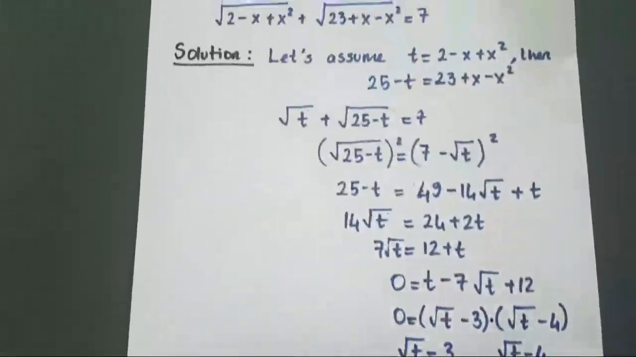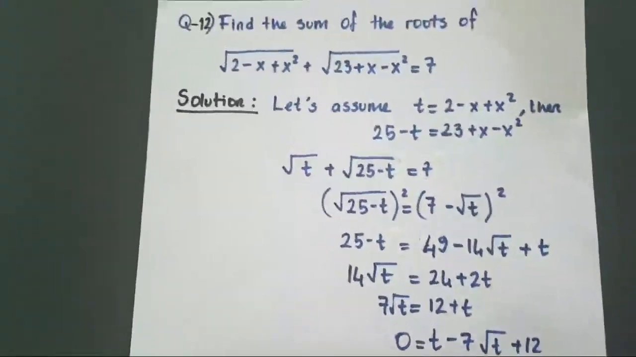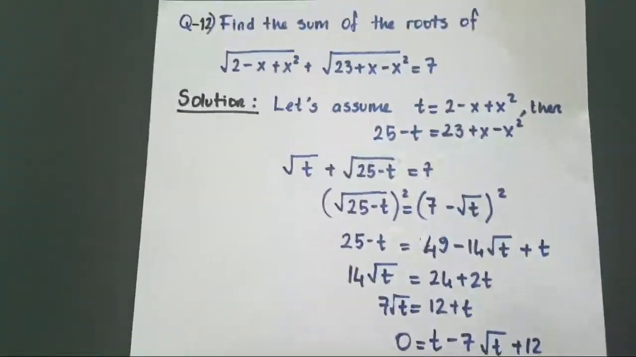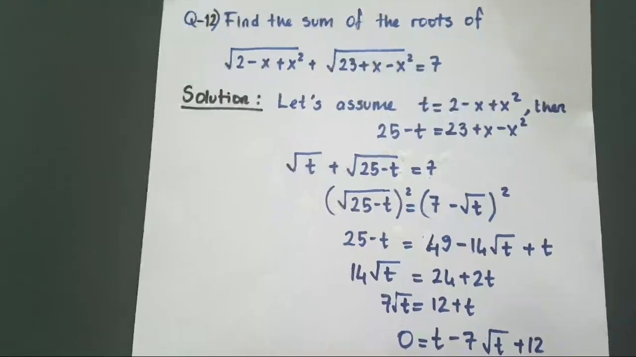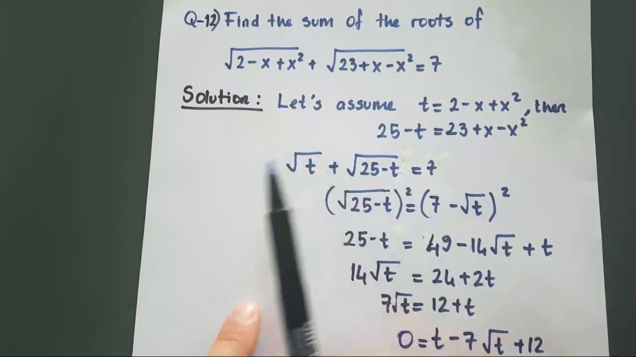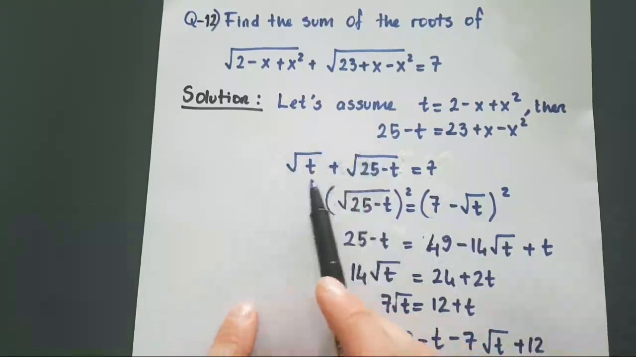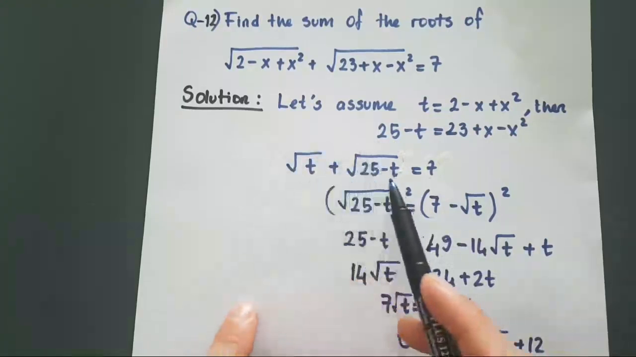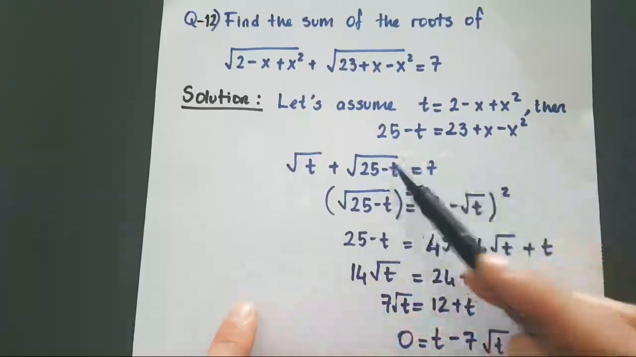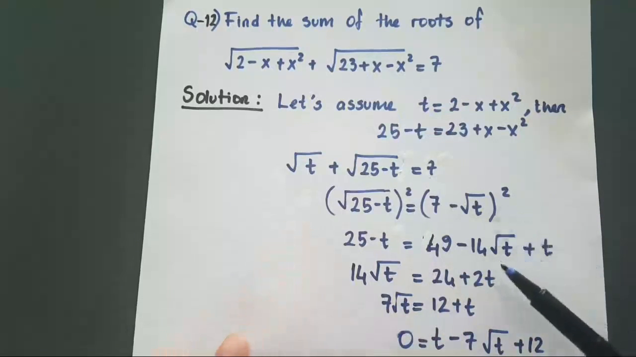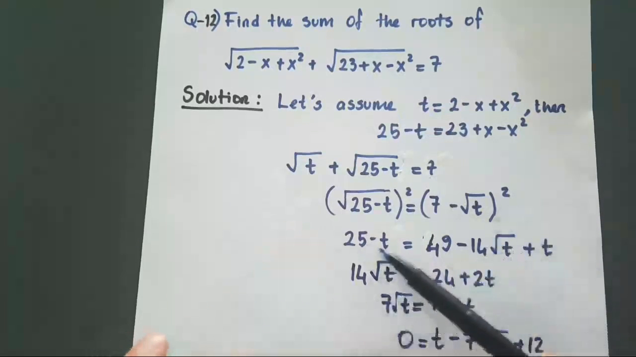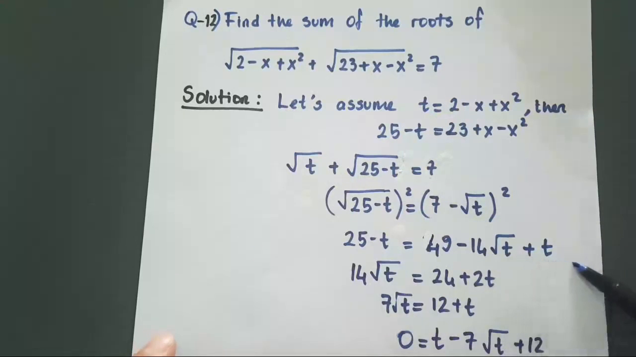So let me show it from the beginning. Here is the question. I assume that the first radicand is t and the second radicand is 25 minus t. Then I have written the equation in terms of t. Root t plus root 25 minus t is equal to 7. We took square root of t to the other side and then squared both sides of the equation. We got 25 minus t is and so on.